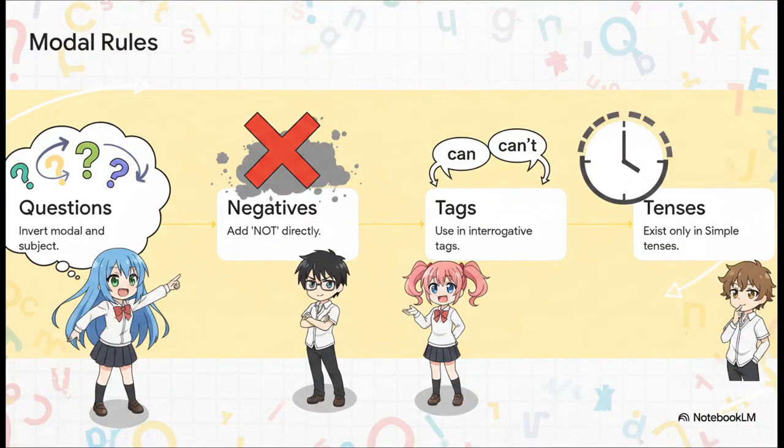Let's walk step by step through the incredibly strict formatting rules governing modals. Rule 1. To form a question, you simply invert the modal and the subject. No other auxiliaries needed. Rule 2. For negatives, just add not directly after the modal. Rule 3. They can be used in interrogative tags like, you can drive the car, can't you? And Rule 4, which is a big one. Modals do not exist in all tenses. They literally only exist in simple tenses. Examiners love to test you on these exact boundaries.